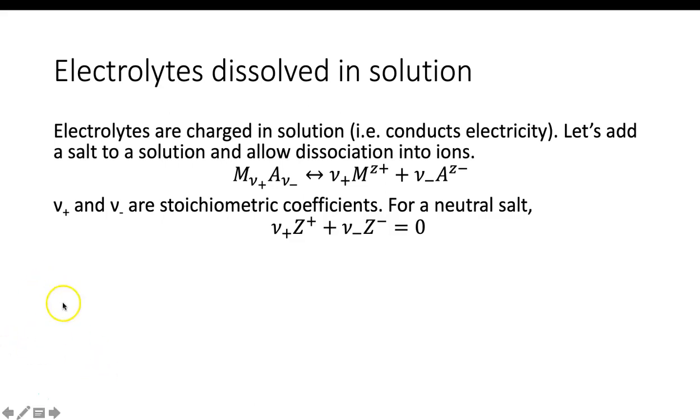anion. Okay, now if we have a neutral salt, we know that the stoichiometric coefficient of the cation times the charge of the cation equals and is opposite to the stoichiometric coefficient of the anion times the charge of the anion. Okay, so we would have that kind of situation.